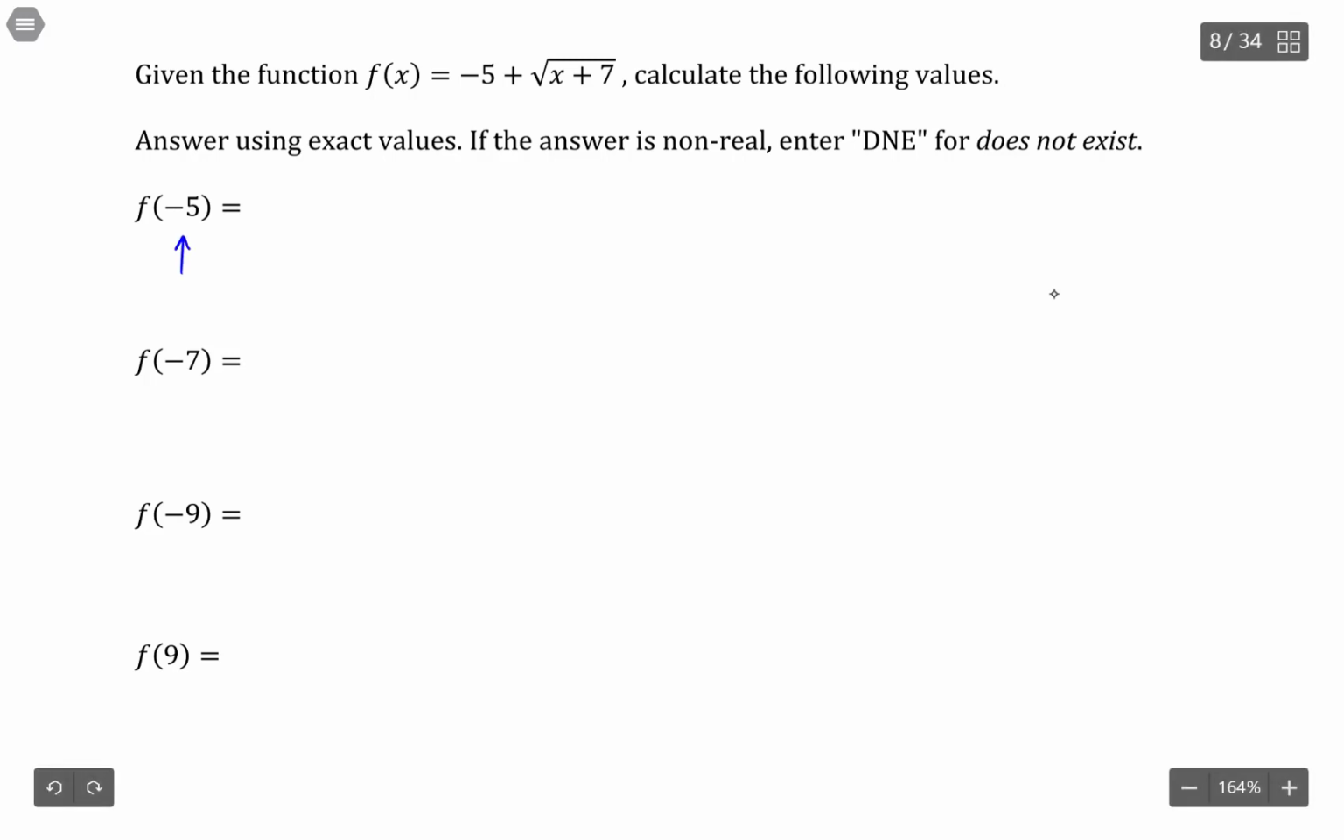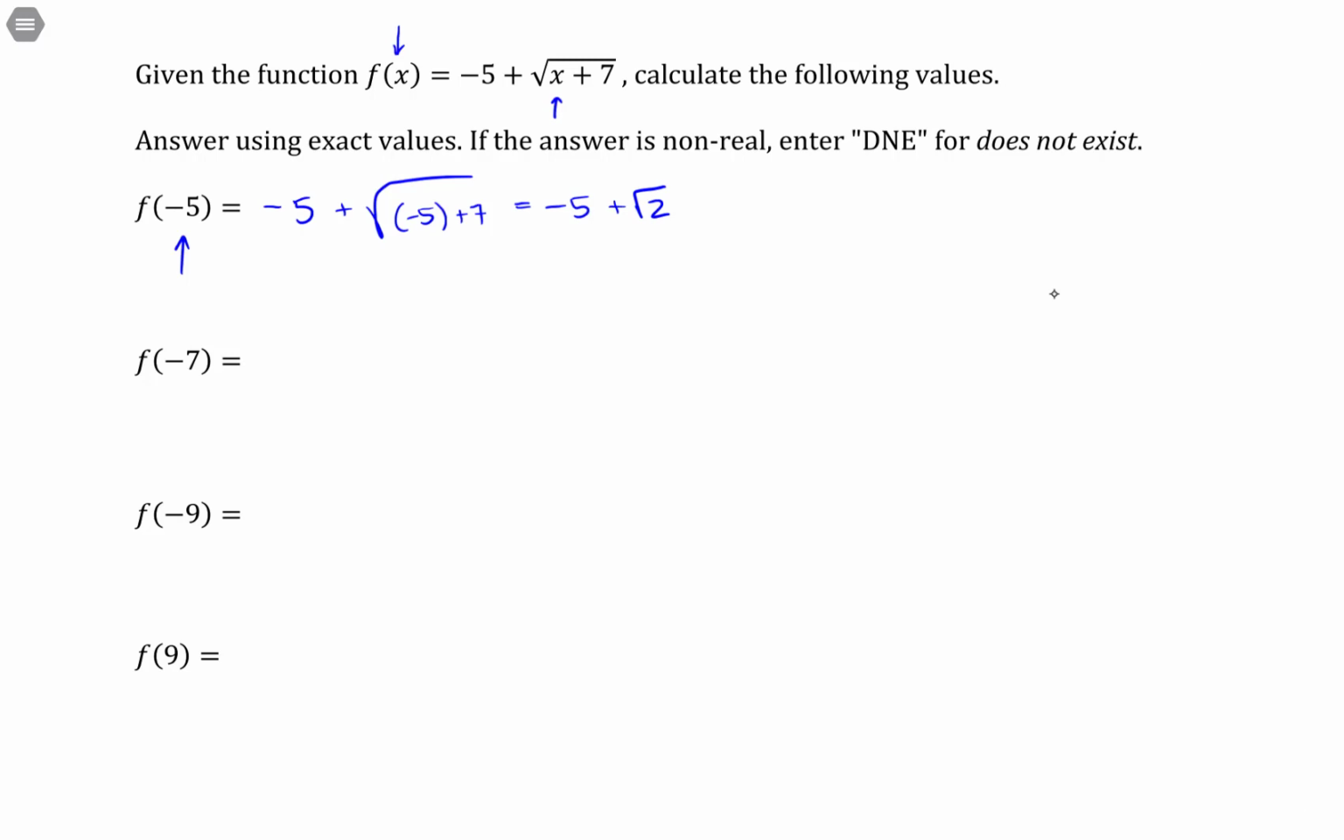So I am taking an x value and replacing that x value with -5. That means I have to do the same on the other side of the function. So this would become -5 plus the square root of -5 plus 7, which would be -5 plus the square root of 2. And that should be a perfectly fine answer. If the computer says you can do an approximate answer, you can get an approximate answer on your calculator, but it should take this as well.